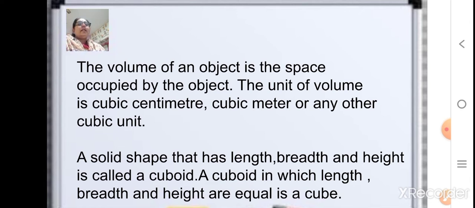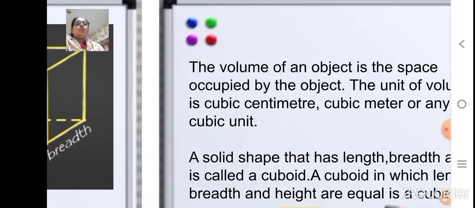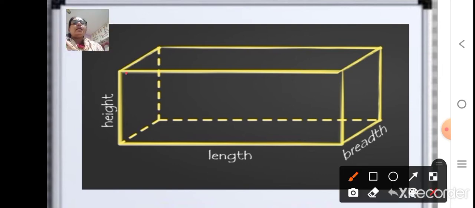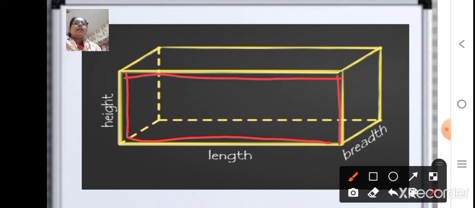Now, a solid shape that has length, breadth and height is called a cuboid, whereas a cuboid in which length, breadth and height are equal is called a cube. Now, this is a picture of a cuboid which has 6 faces, 8 vertices, 12 edges. All the faces here, you can see, are rectangular in shape. So, a cuboid has length, breadth, how wide it is, and height.